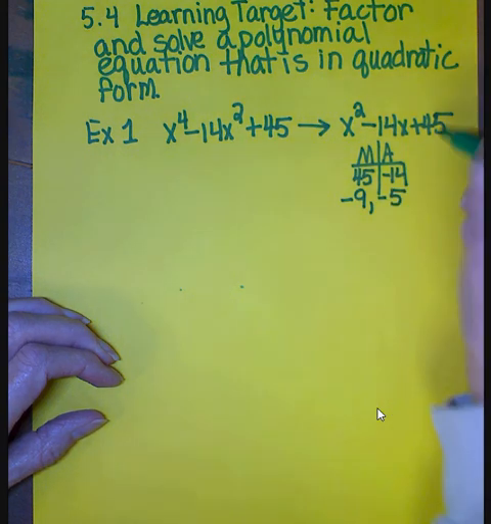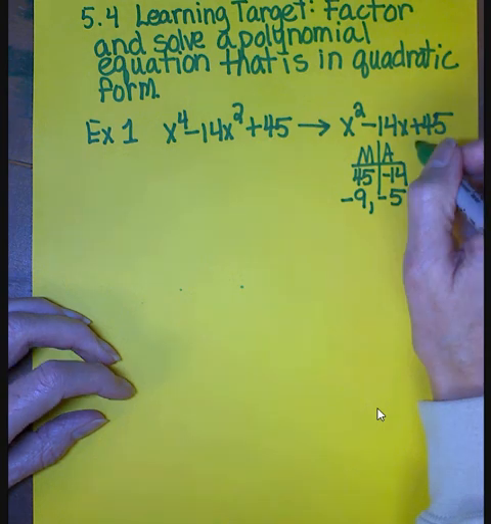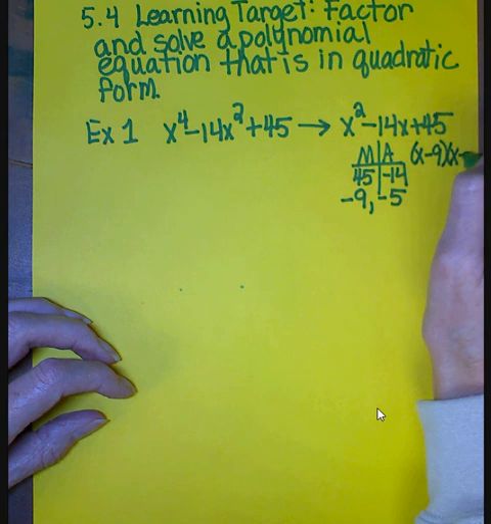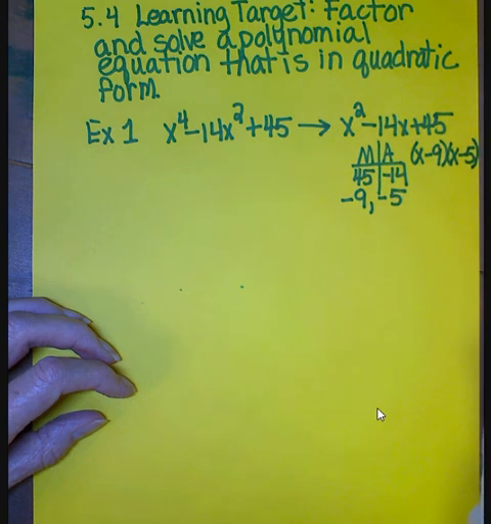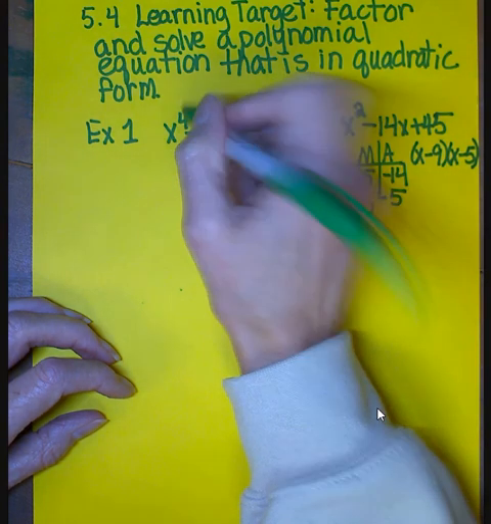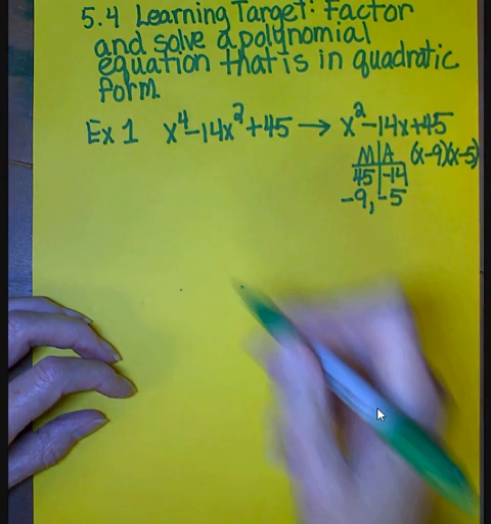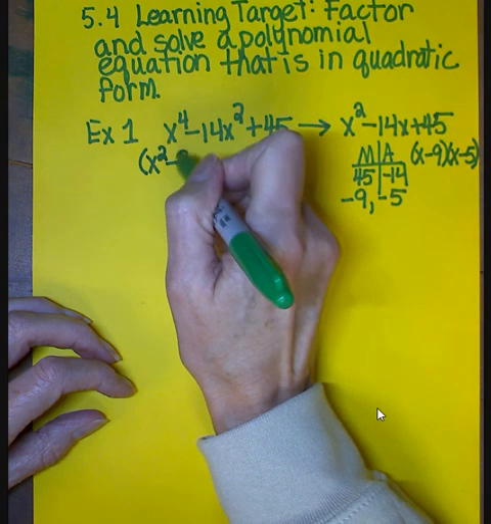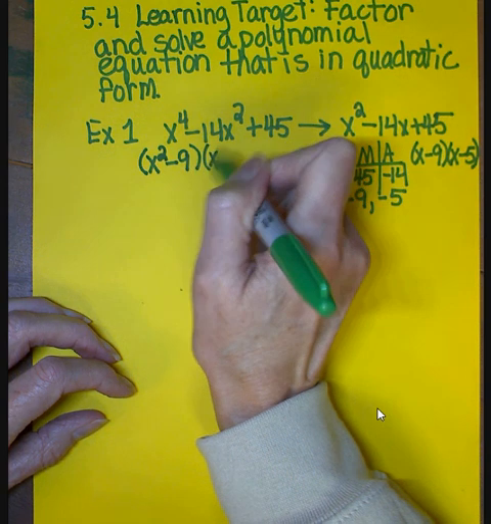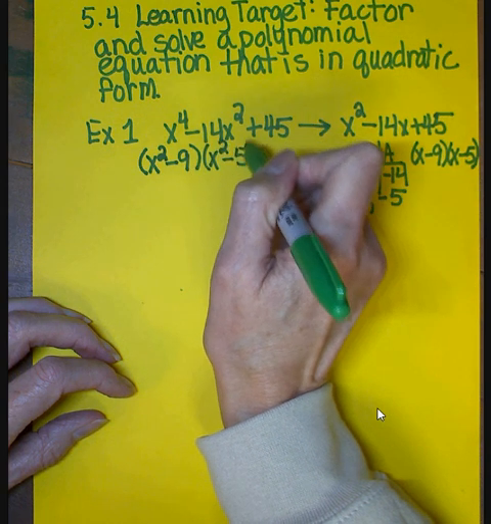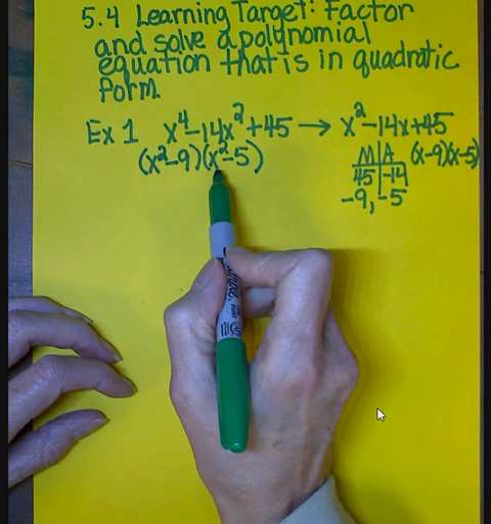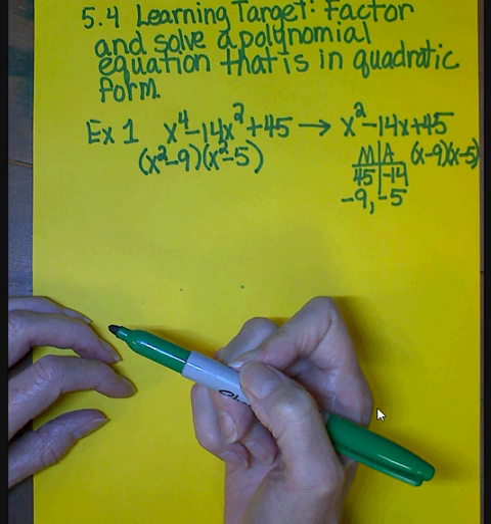Now, when we did that with quadratics in chapter 4, we knew that that meant that our two factors were x minus 9 and x minus 5. Now, in this one, instead of x squared, we have x to the 4th power. So when we make our two factors, we have to do x squared minus 9 times x squared minus 5. That way, when we multiply the x squared times the x squared, we get x to the 4th power.